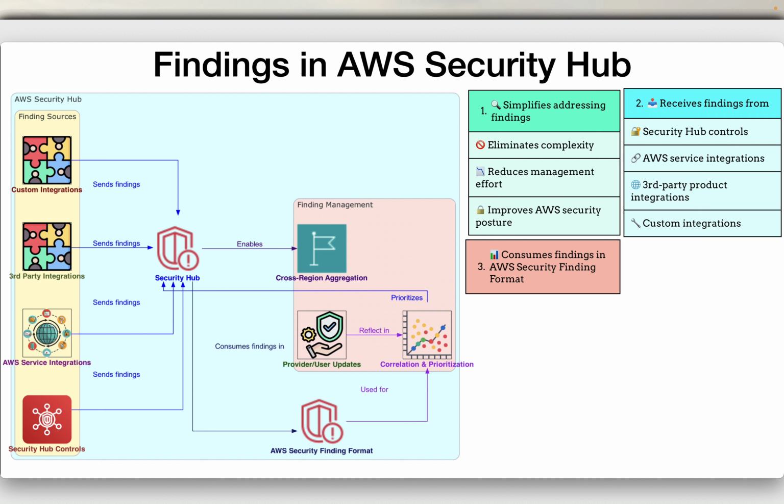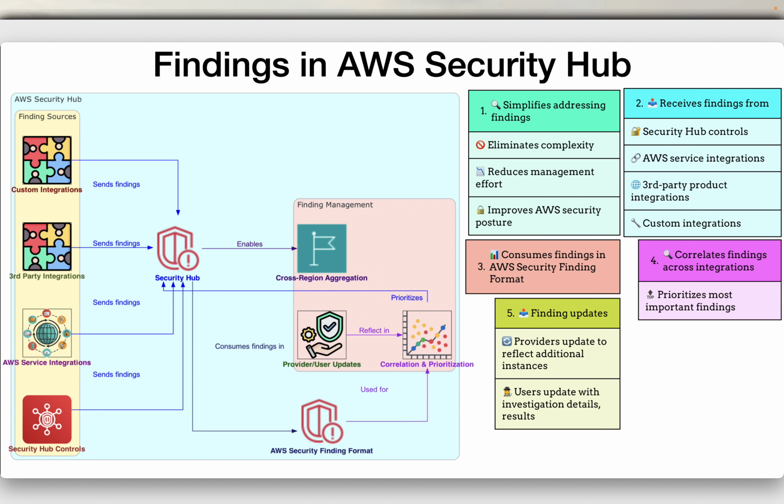Security Hub consumes findings using a standard findings format called the AWS Security Finding Format. Security Hub correlates the findings across integrated products to prioritize the most important ones. Finding providers can update findings to reflect additional instances of the finding. You can update findings to provide details about your investigation and its results. Security Hub also allows you to aggregate findings across regions so that you can view all of your findings from one place.